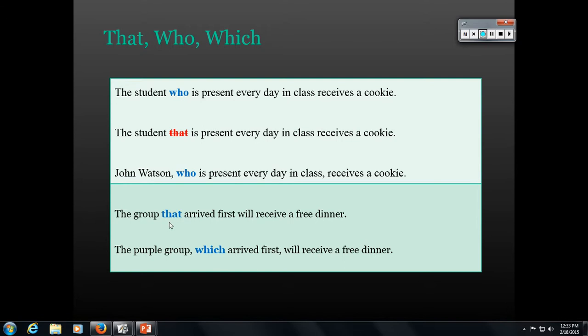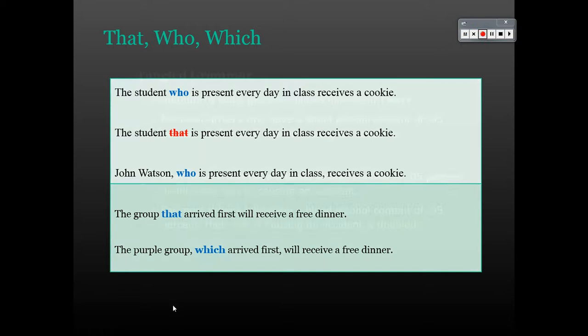So, once again, that is for essential relative clauses or dependent clauses. We do not use commas because it's essential. Which is used for non-essential dependent clauses. And in that case, since it's non-essential, we must offset it with commas. So that's kind of a combination of comma rules and when to use that or which.